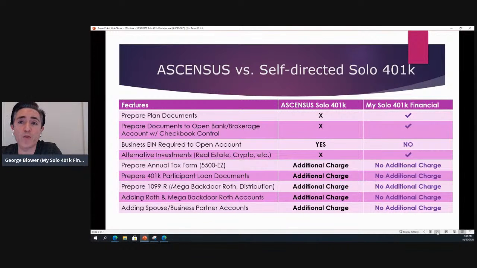Adding a Roth or Mega Backdoor Roth account. Ascensus charges an additional fee if you want to add on those additional sub accounts. Whereas we, as we touched on above, will prepare all the paperwork that's needed, and we don't charge an additional fee to do that. Likewise with spouses or business partners. If you have a spouse who is working with you in your business and also going to participate in the plan, that person can have their own sub account for no additional charge. Whereas with Ascensus, there is an additional charge. So those are some of the top differences in this chart.